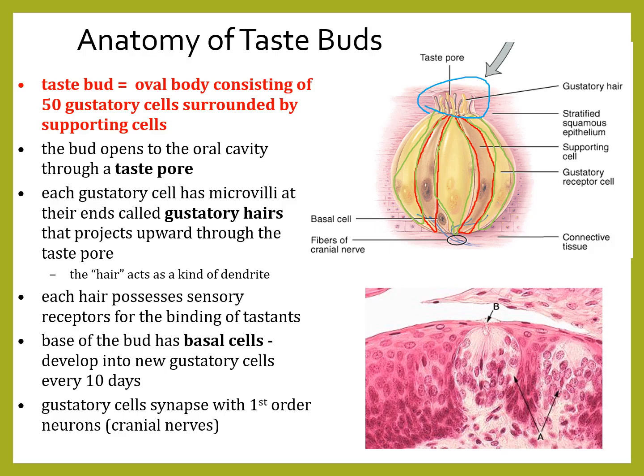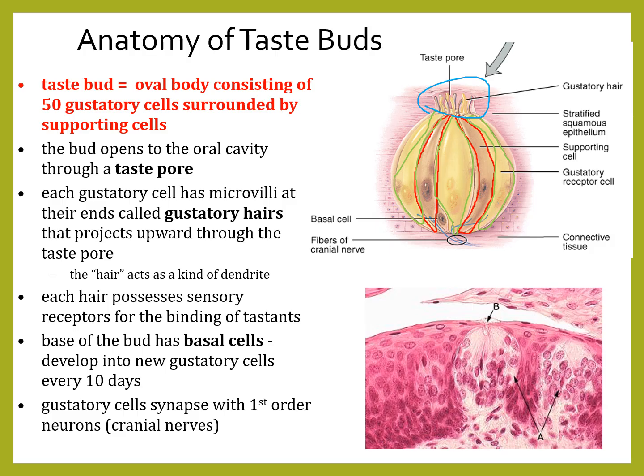If it helps you to think of these gustatory hairs as acting as a kind of dendrite, that's fine. They are not dendrites, though. They are microvilli, but they do the same sort of thing that a dendrite does. They receive incoming information. Each gustatory hair is going to possess numerous sensory receptors that bind tastins. So each hair possesses numerous chemoreceptors that bind the chemicals of our food, that bind what are called tastins.